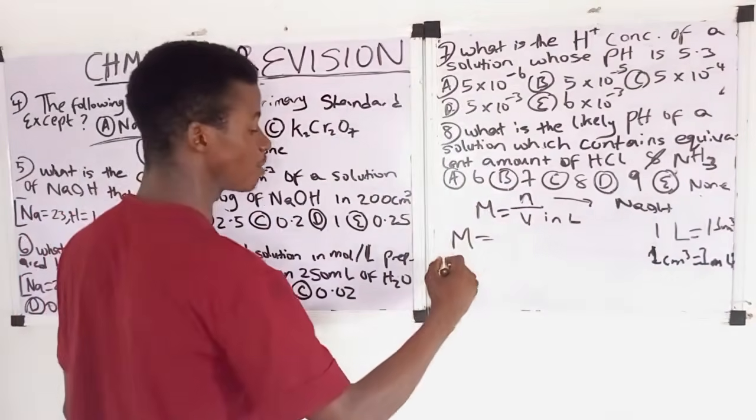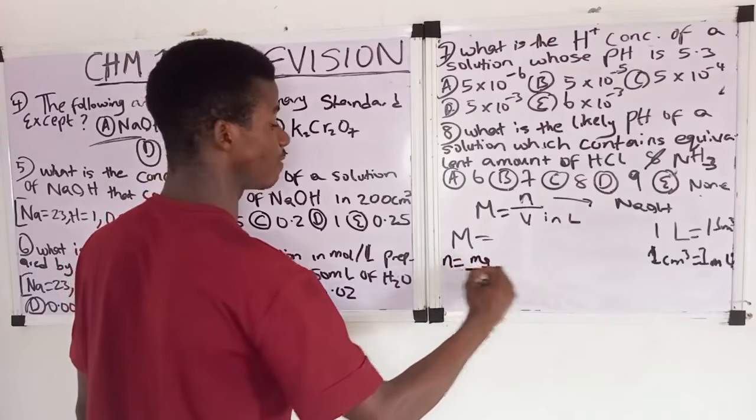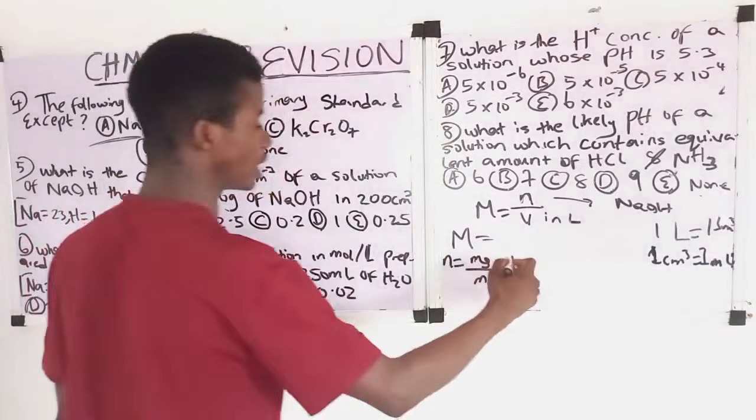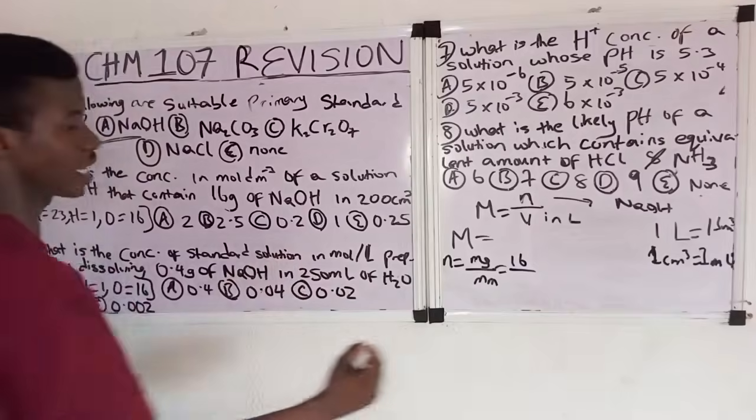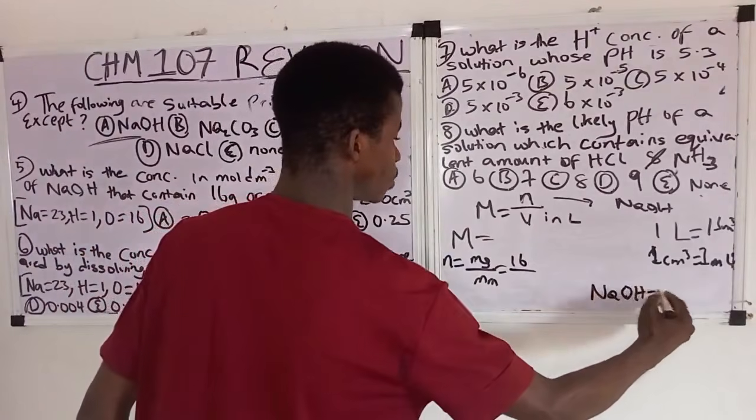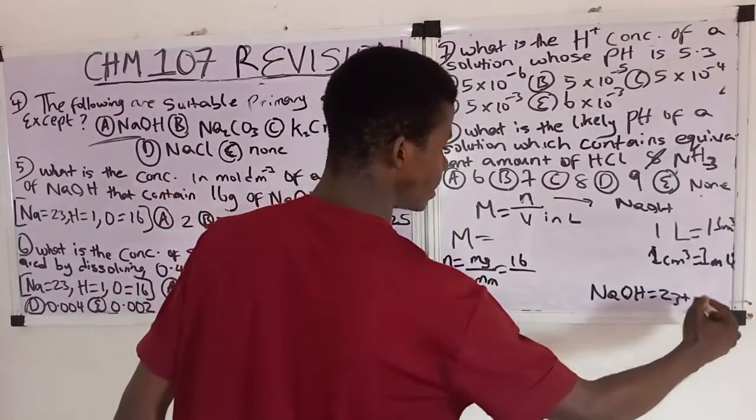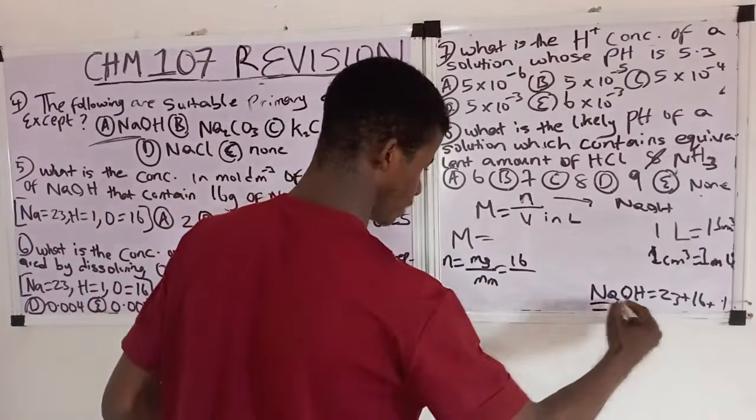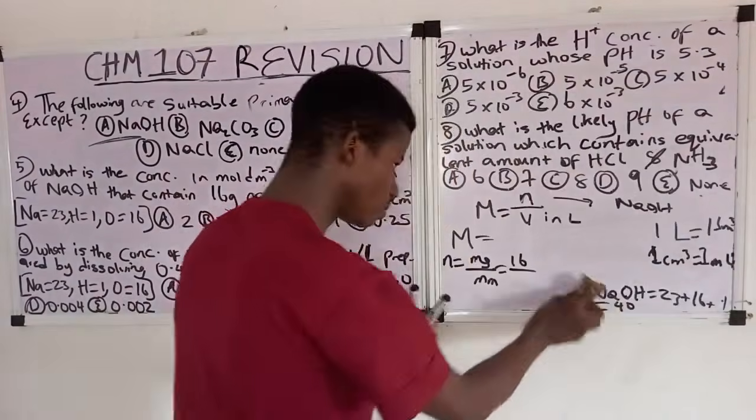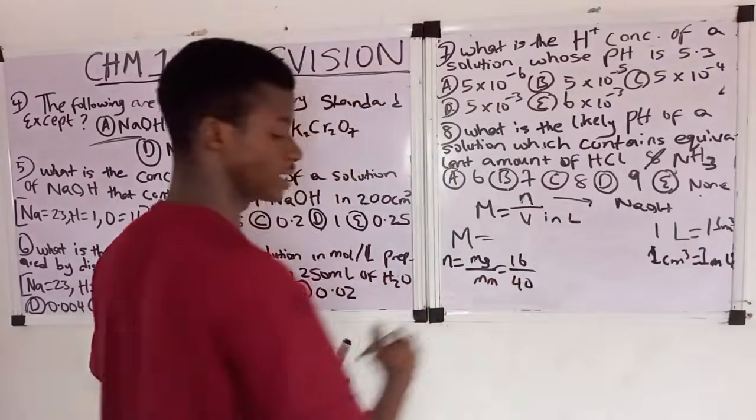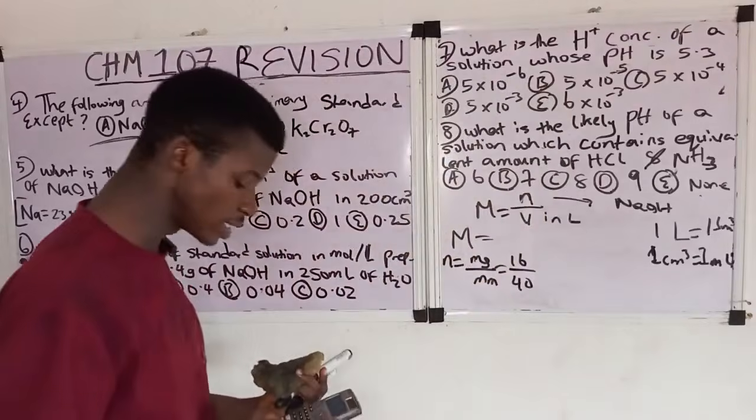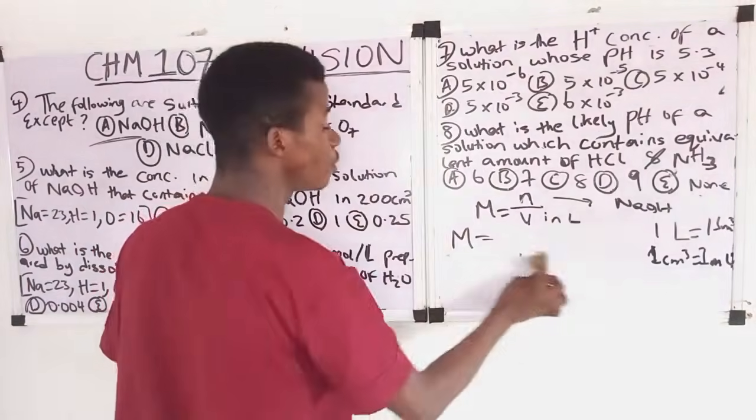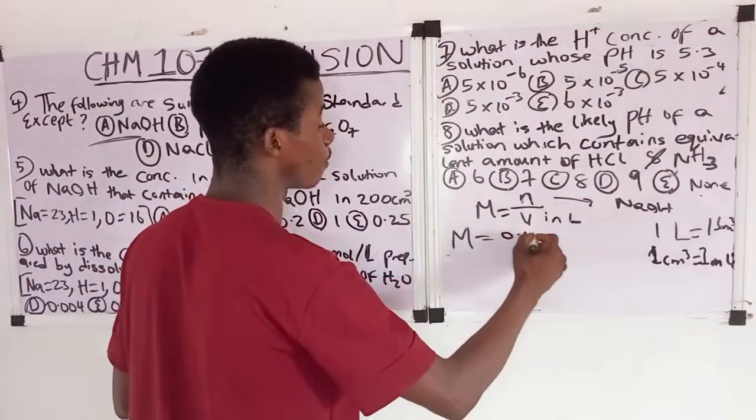The number of moles equals mass in gram divided by the molar mass. The mass of sodium hydroxide is 16. The molar mass of sodium hydroxide: sodium is 23, oxygen is 16, hydrogen is 1. If we add everything, the molar mass is 40. So 16 divided by 40 gives us 0.4. Therefore, the mole of the solute is 0.4.